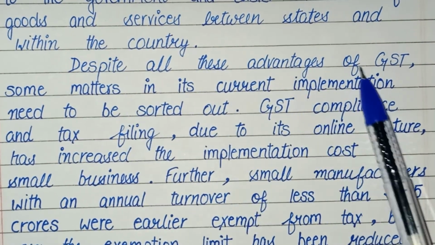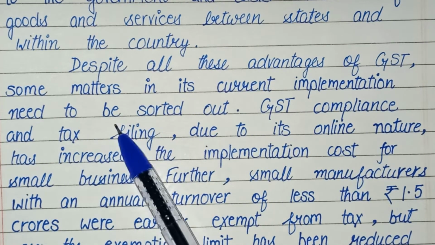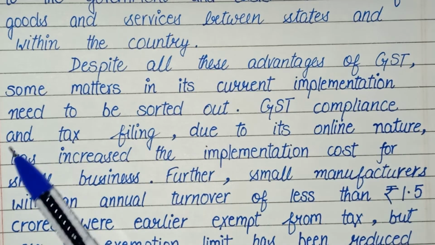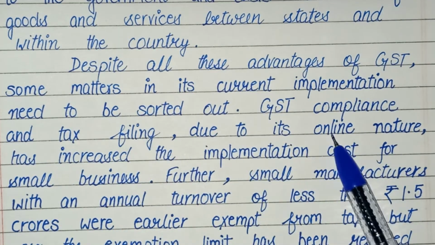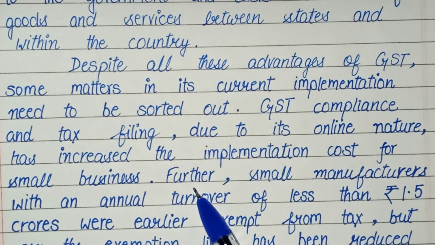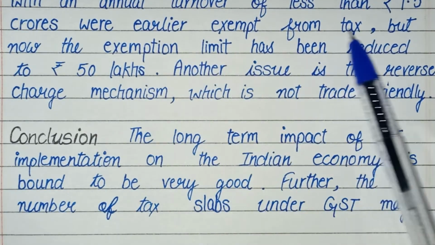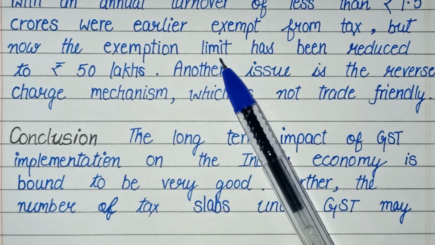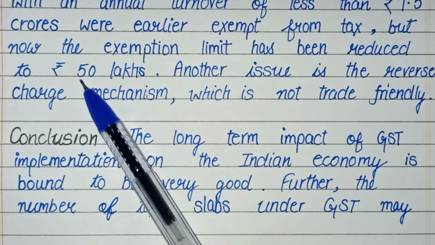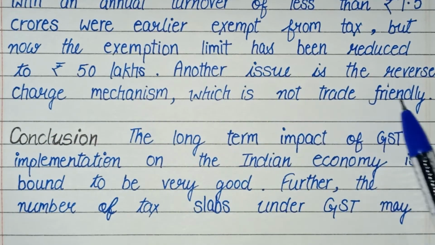Despite all these advantages of GST, some matters in its current implementation need to be sorted out. GST compliance and tax filing, due to its online nature, has increased the implementation cost for small businesses. Further, small manufacturers with an annual turnover of less than 1.5 crore rupees were earlier exempt from tax, but now the exemption limit has been reduced to 50 lakh rupees. Another issue is the reverse charge mechanism, which is not trade friendly.